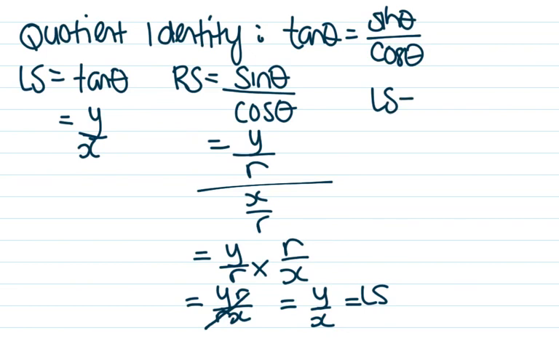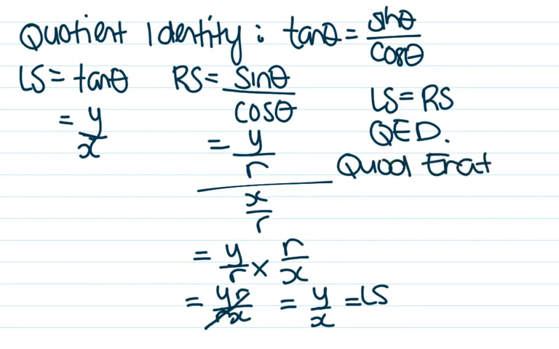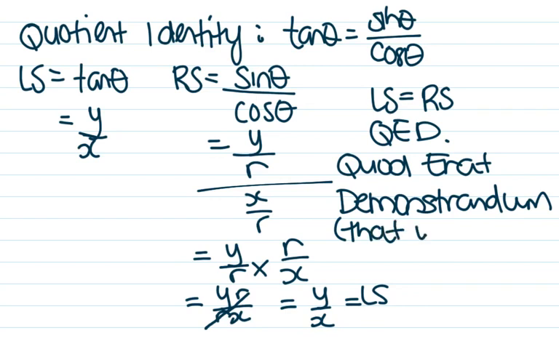So when we prove identities, we say the left side equals the right side, and then we say QED. And QED represents a Latin statement that stands for quod erat demonstrandum, and it means that which was to be demonstrated.